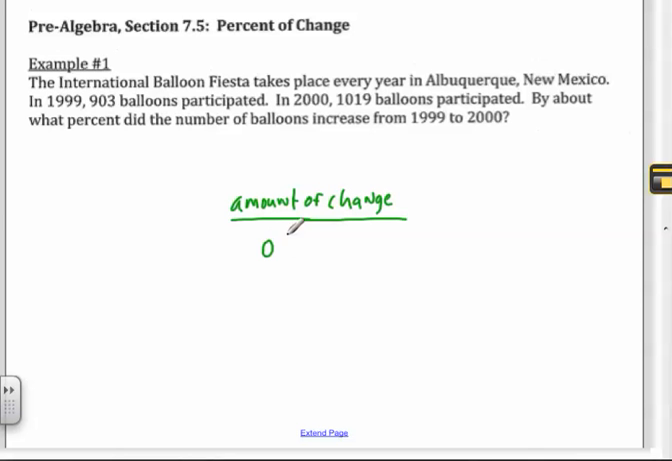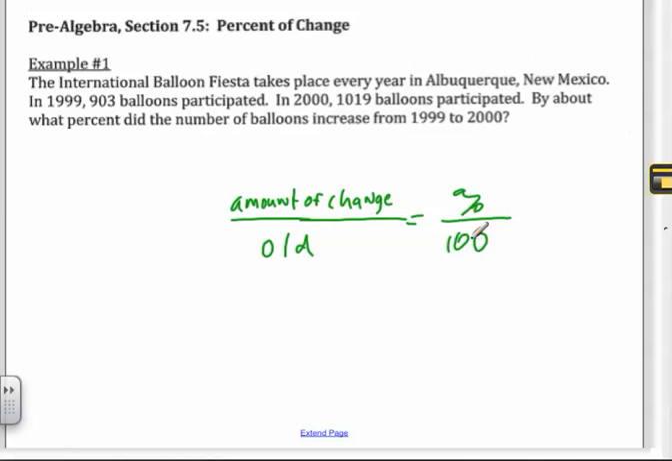all right, over the old equals percent over 100, right? The amount of change is the is, and the old is the of. All right, so write that down so that you've got it. We always take the amount that it changed and put it over the old number, not the new one. Always over the old. We want to know how much of the old did we take away or did we add. Okay?